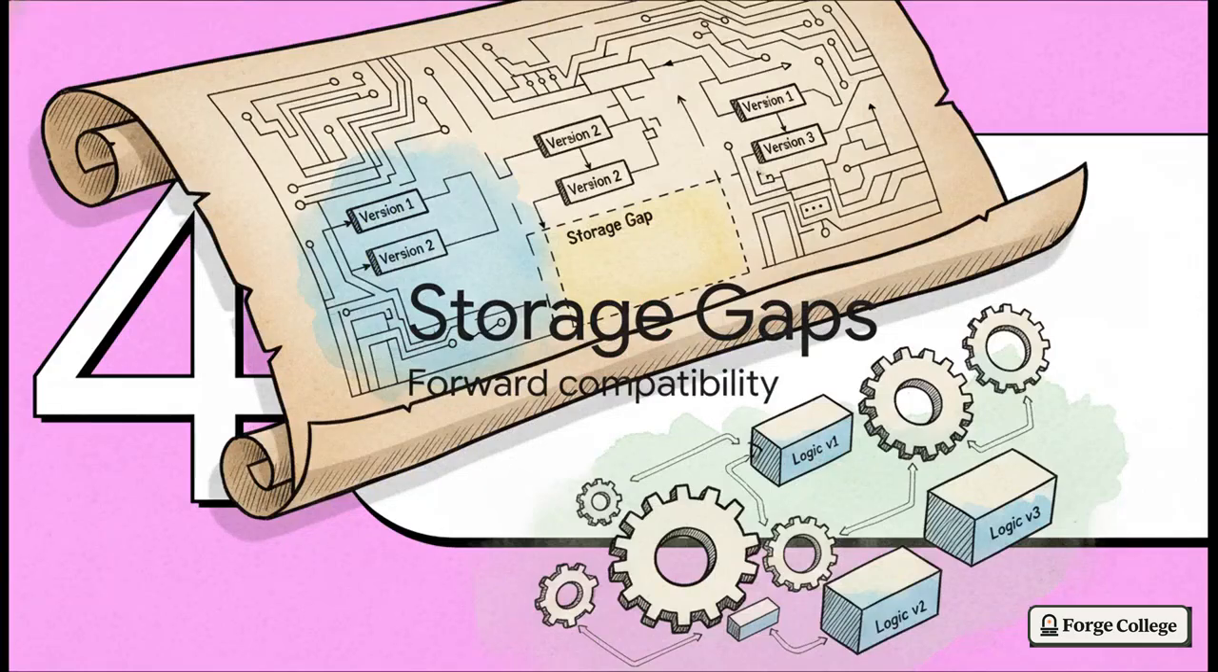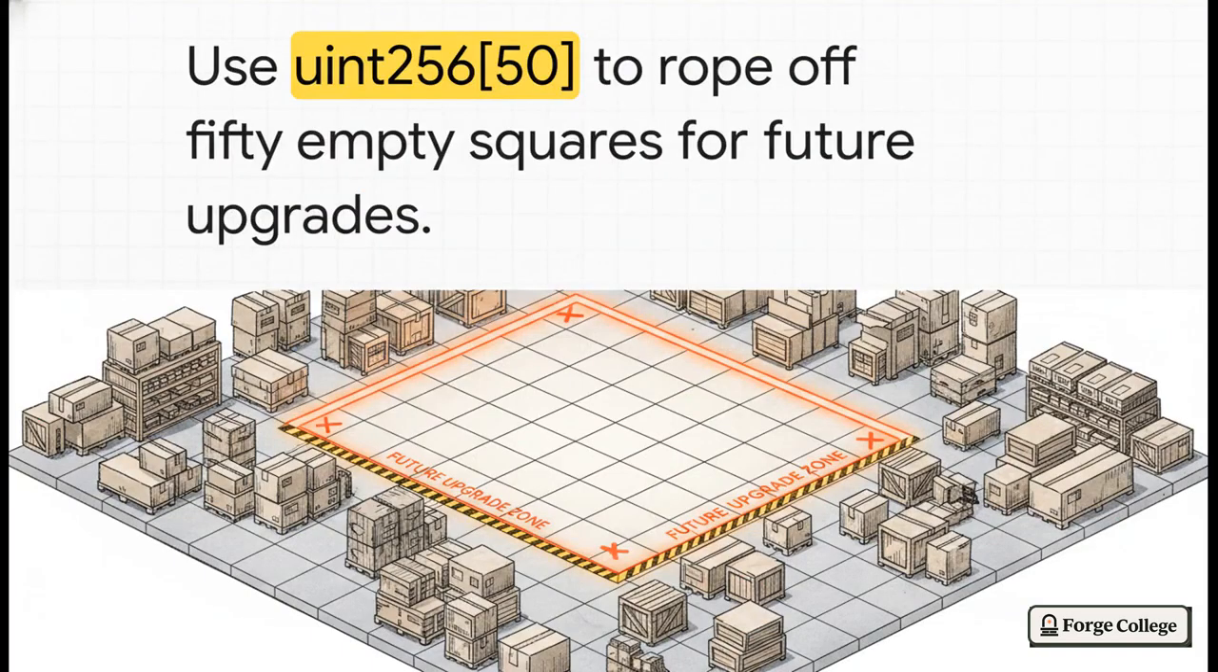All right, Section 4. Fix 2. Storage gaps. This is all about ensuring forward compatibility. But hey, what about the blueprint itself? How do we protect version 1 of our application from colliding with version 2 or version 3? The solution is actually elegantly simple.